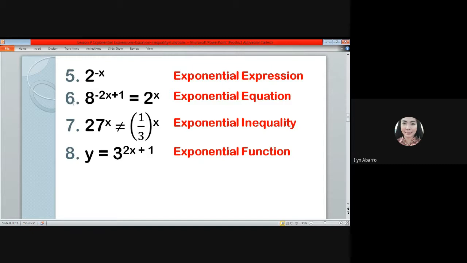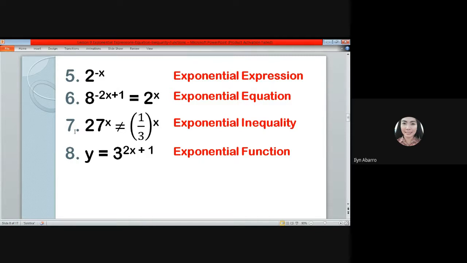Okay, number 6. 8 raised to negative 2x plus 1 is equal to 2 raised to x. We have an equal sign here. So, at the left side, the base is 8, greater than 0 but not equal to 1, with negative 2x plus 1 as the exponent. It has a variable x. So, this is an exponential expression equal to 2 raised to x, which is another exponential expression. So, therefore, this is an exponential equation.